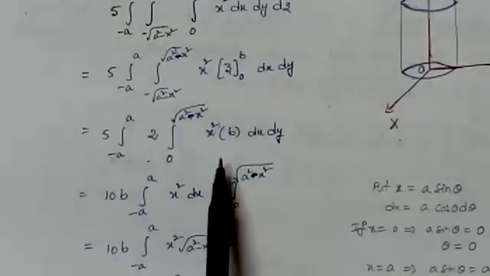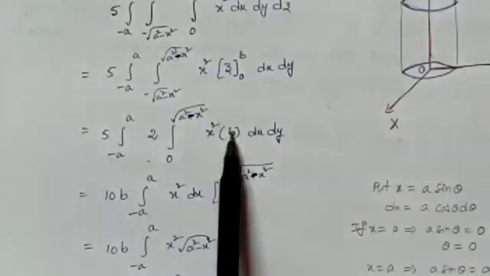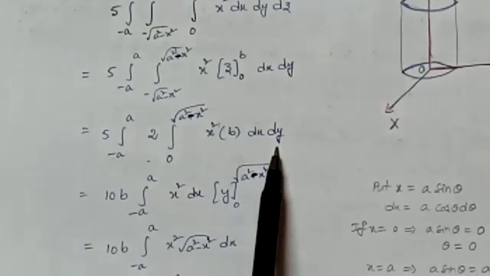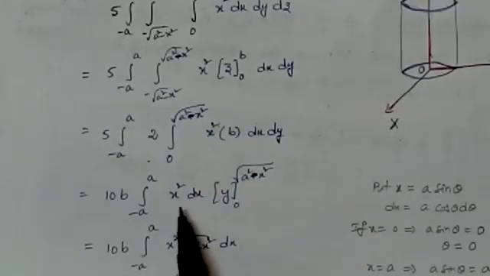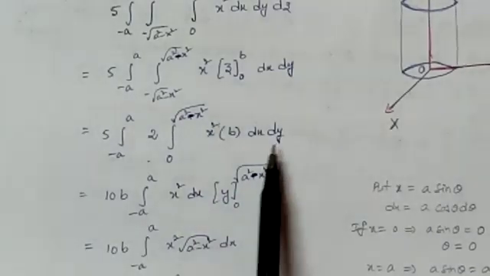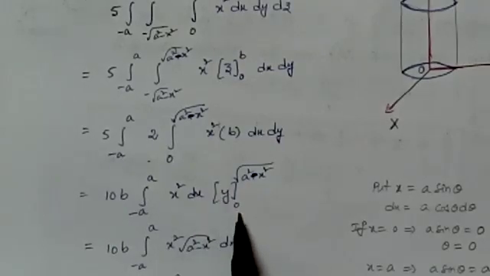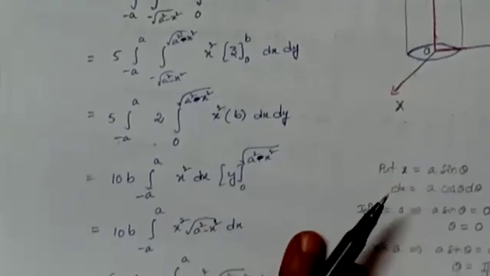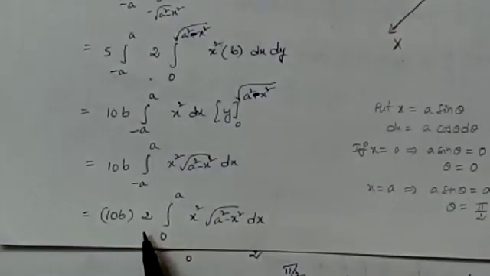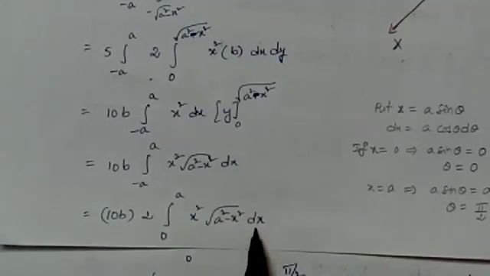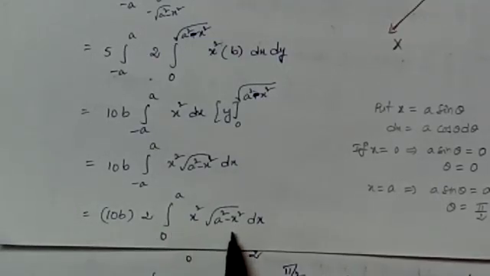Next, in the same way, this b x square will be the constant when you are integrating with respect to y. That is here x square dx, and with respect to y you are integrating, you will get y from 0 to under root a square minus x square. So again, in the same style, you have to apply 2 integral 0 to a x square under root a square minus x square dx. So you have got this expression.